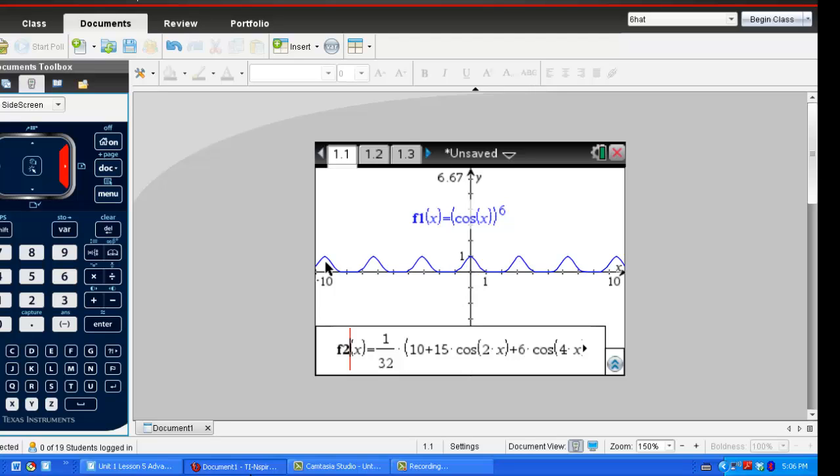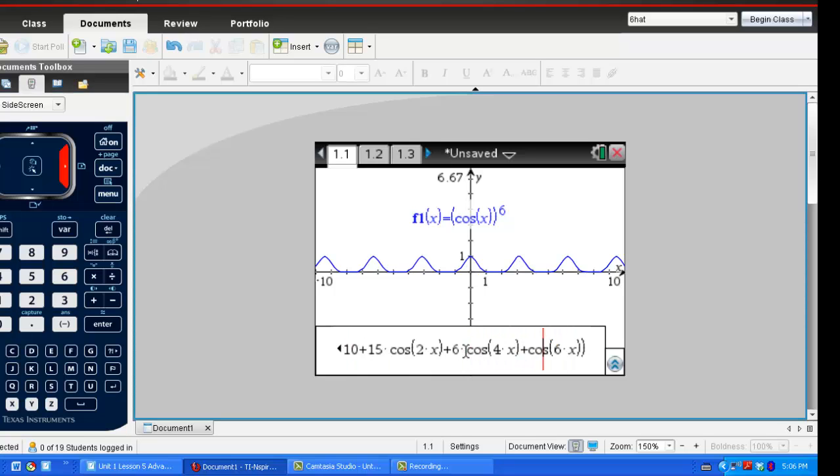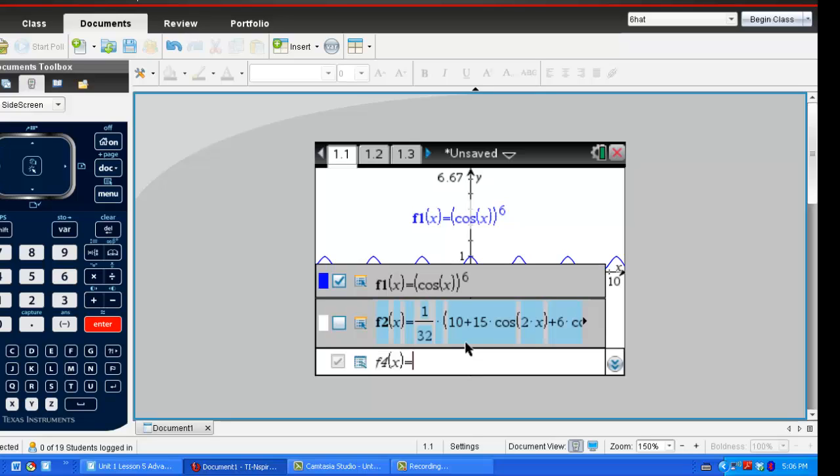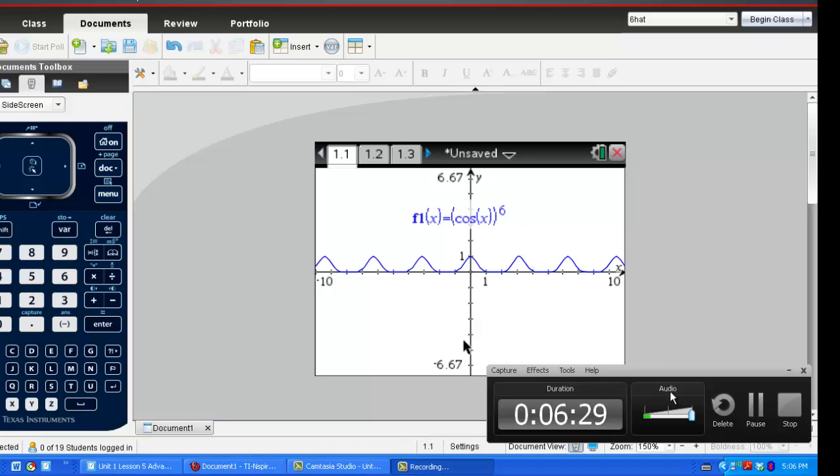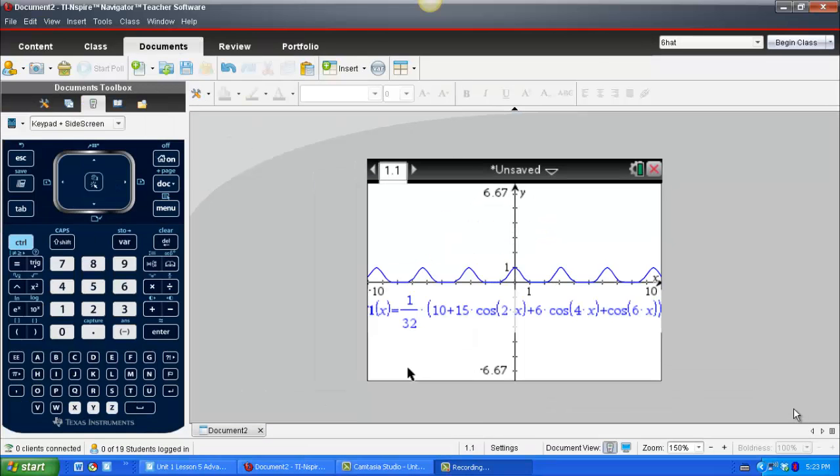What does this look like on our graphing calculator? Well, I've graphed the cosine to the 6th x power. Now I'm going to go ahead and graph f2. So let's graph our results to verify them.